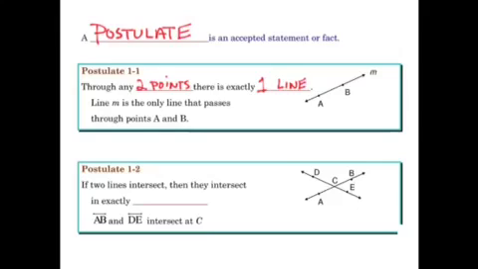Postulate 1.2 is if 2 lines intersect, then they intersect in exactly 1 point. So this will be something that we call a conditional down the road. It has an if statement and a then statement. But if we draw 2 lines and they intersect, they can only intersect at 1 point. And this is where I talk about a definition of a straight line, right? I can't have a curve. That's what we call a curve. So lines are by definition straight. If they cross or intersect, they cross at 1 point.